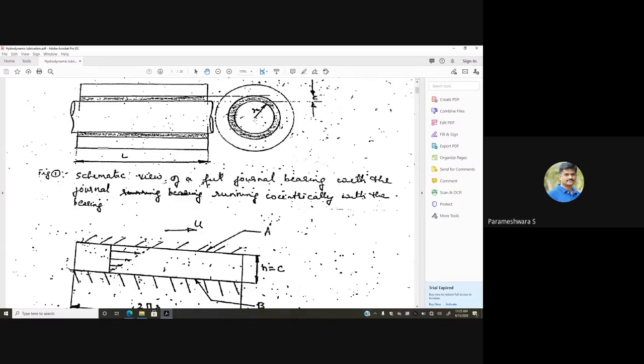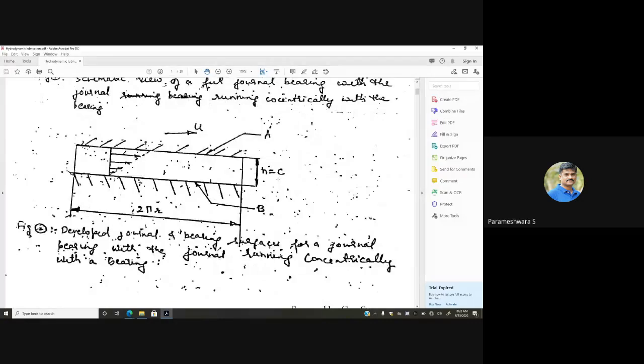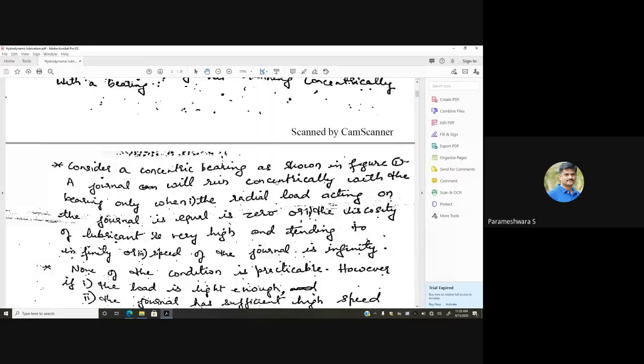What are the conditions which are practicable? The load is light enough, the journal has sufficiently high speed, and the viscosity is also sufficiently high. So these three conditions are practicable. So considering these conditions, we will derive the required equations.